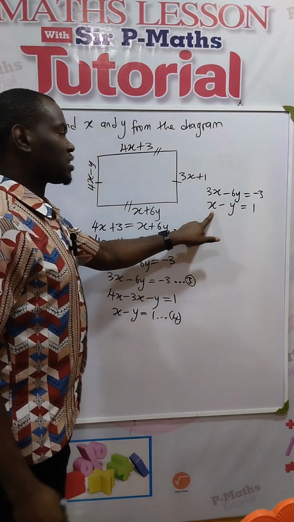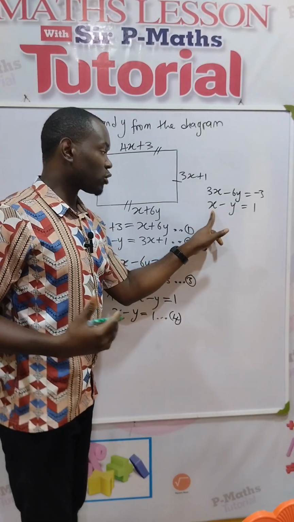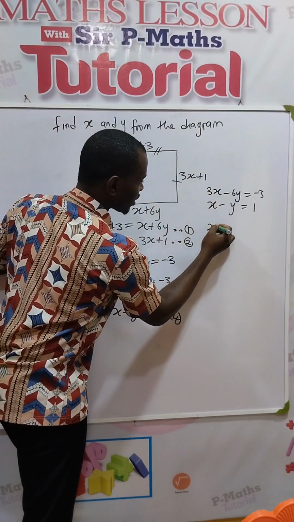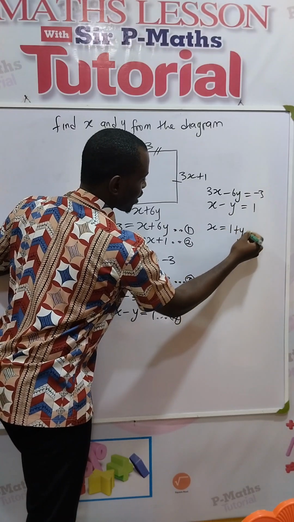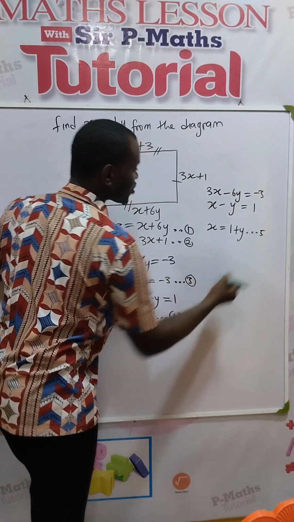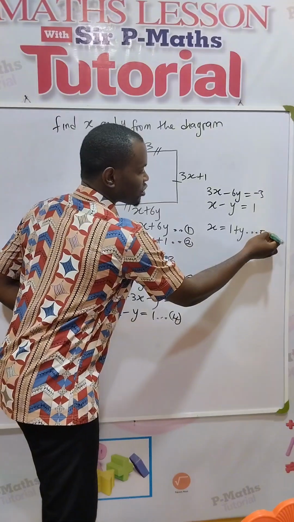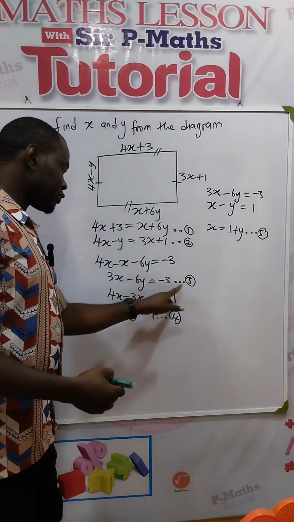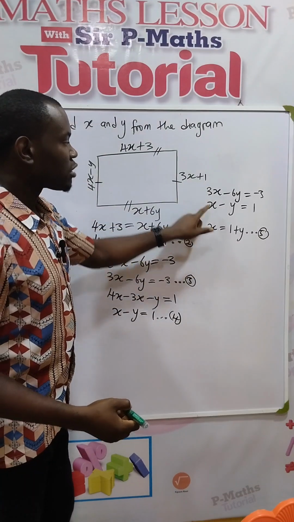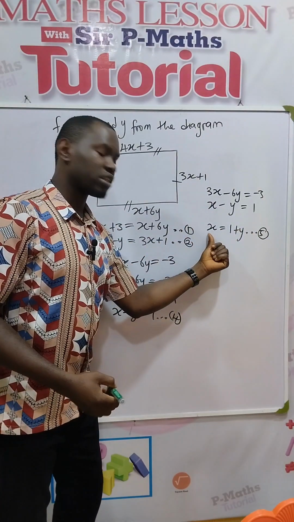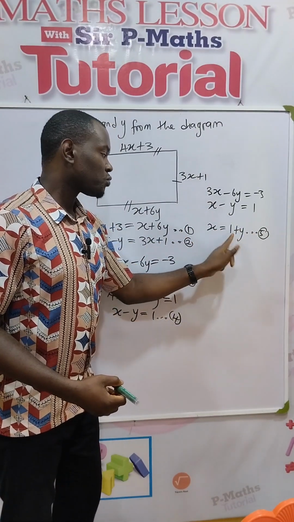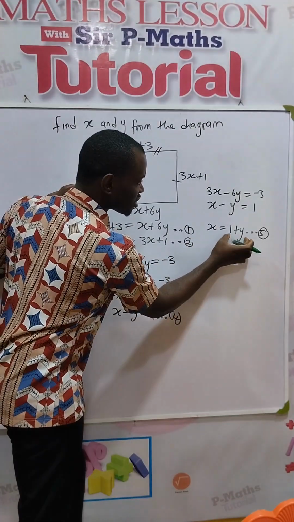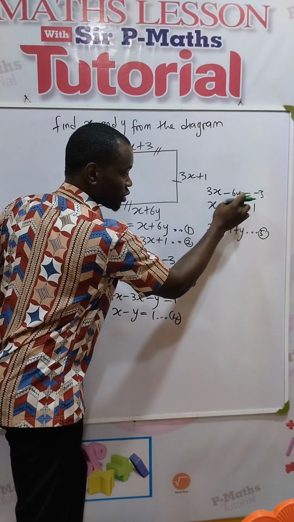So make x the subject of the formula from equation 4. This is equation 4, this is equation 3. That means we have x equal to 1 plus y. Call it equation 5. The reason why we are naming the equations is so that you will not get confused. So we used equation 3 and equation 4. From equation 4, I produced the value of x, which is 1 plus y. Now, since x is 1 plus y, substitute it into equation 3.